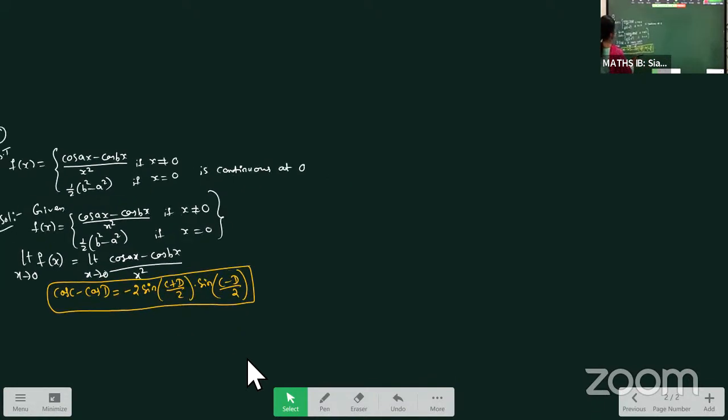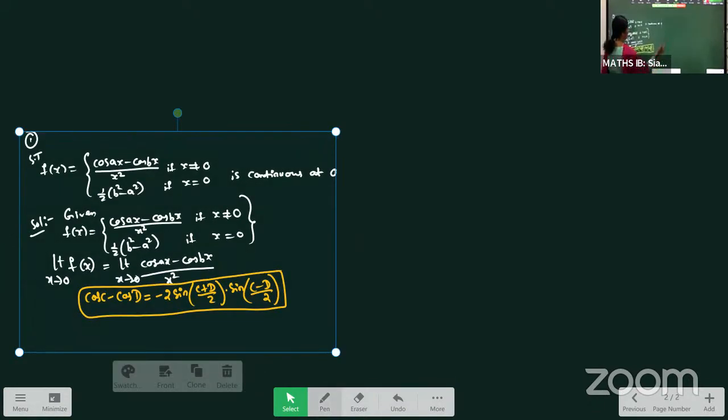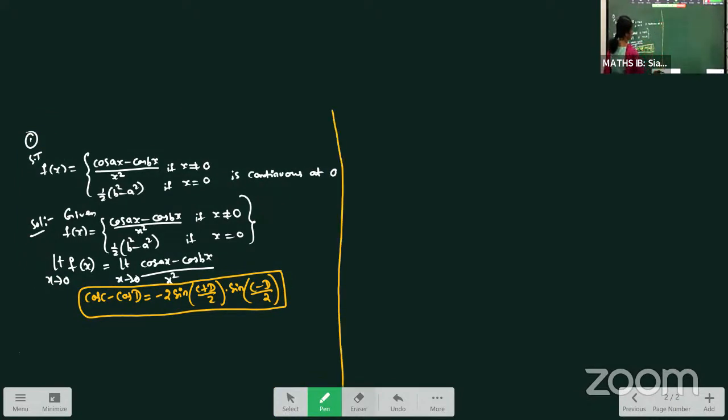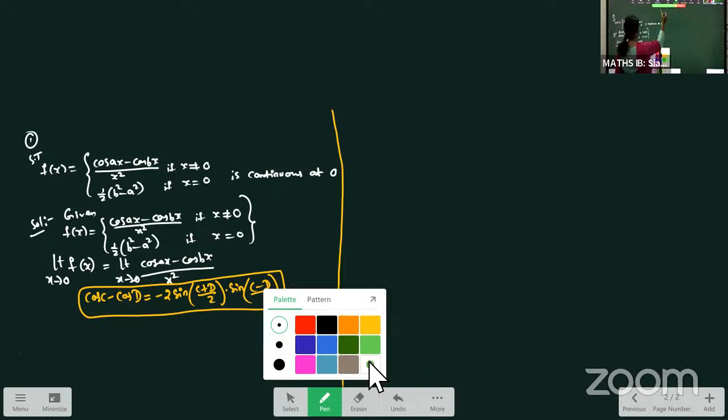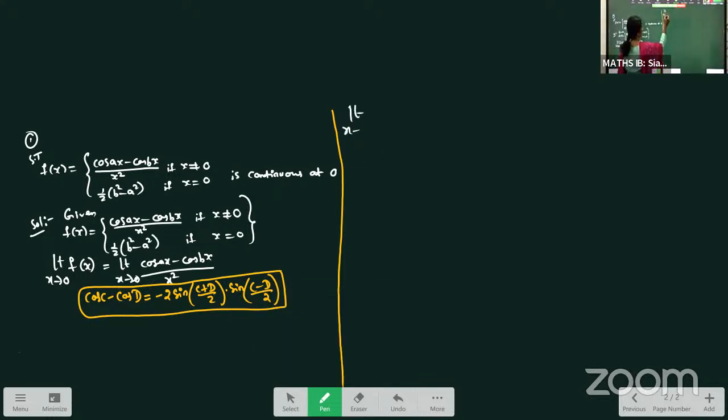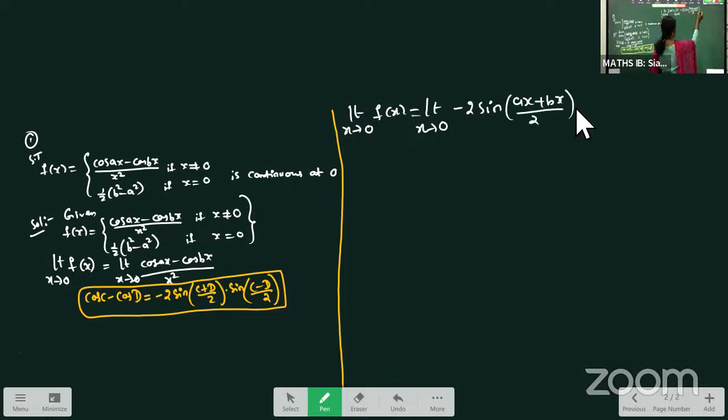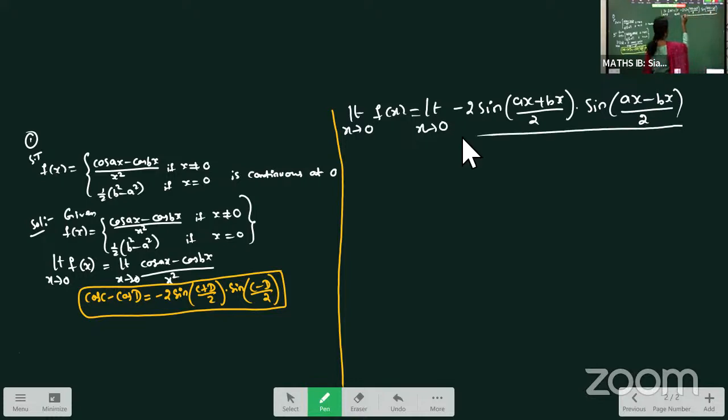Now come on. Apply the formula. Limit x tends to 0, f of x is equal to limit x tends to 0, as it is. Here cos C minus cos D is minus 2 sin of (C plus D) by 2, that is (AX plus BX) by 2, into sin of (C minus D) by 2, (AX minus BX) by 2, whole divided by x square.